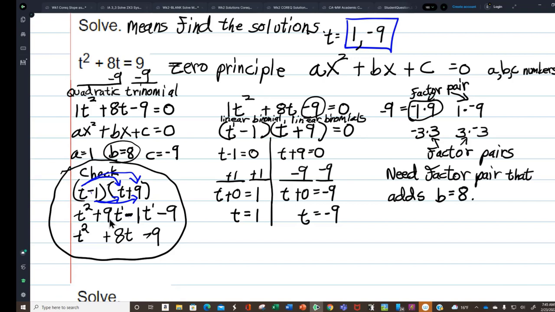These are my checks to make sure that my factoring is correct. And these are my solutions right here. So even though we said that the factor pair was negative 1 and 9, the solution is actually the opposite. Yes, because of what happens here.